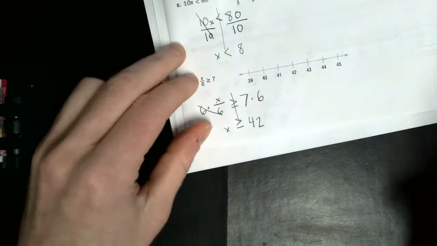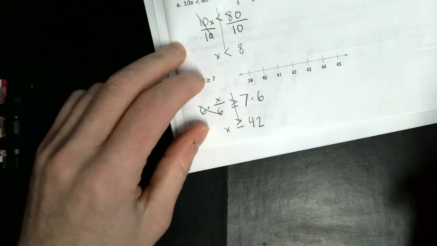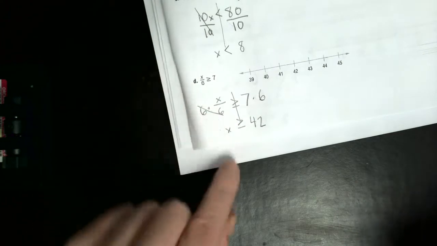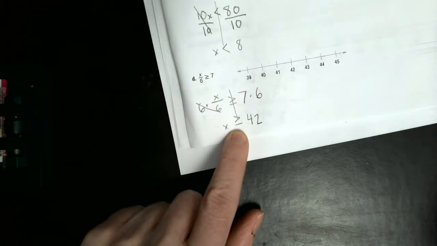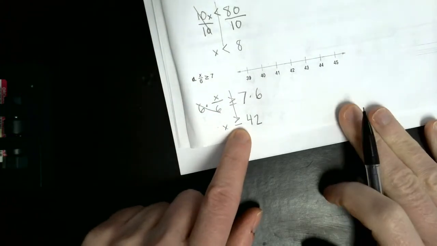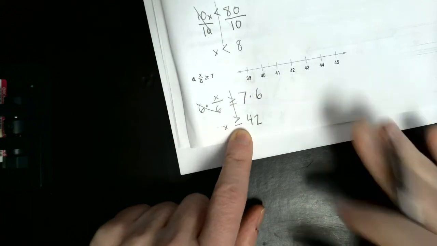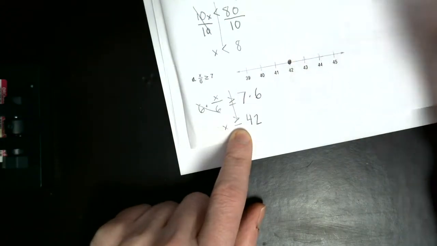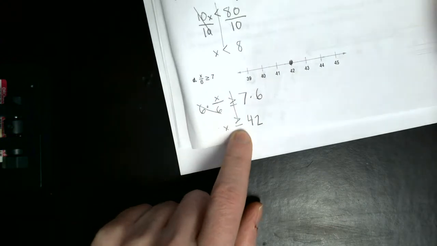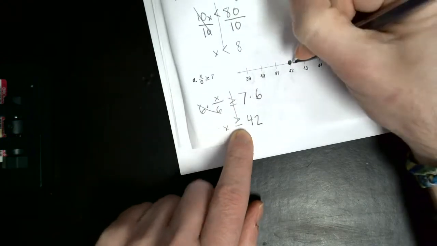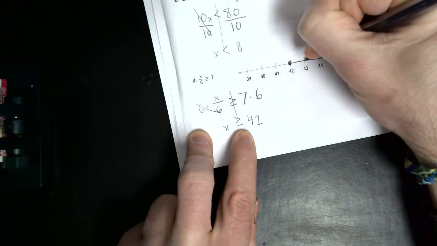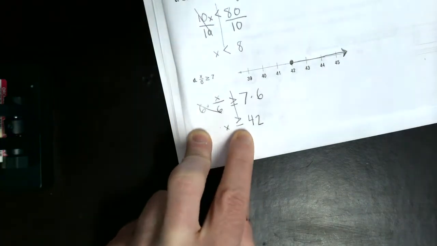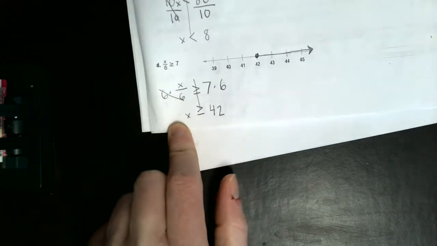Let's check 42. 42 divided by 6 is 7, and 7 is greater than or equal to 7, so that would work. So we're thinking our dot. What's our dot going to be? It's going to be at 42. Is it going to be open or closed? X is greater than or equal to 42. That's going to be closed because we're going to include 42 because it's or equal to. X is greater than or equal to 42. We're going to go greater, and there it would be. Ta-da! Look like that.